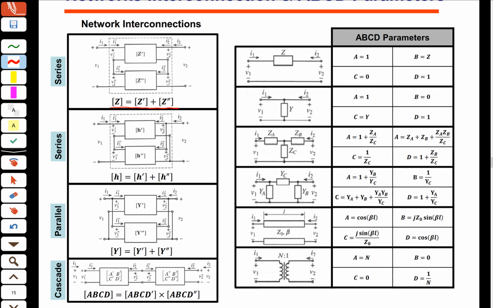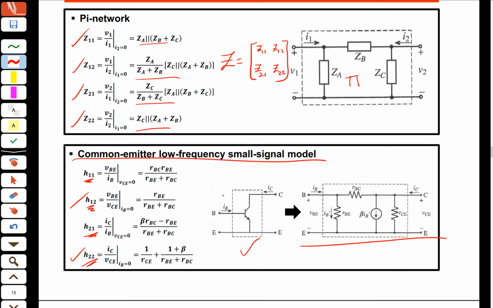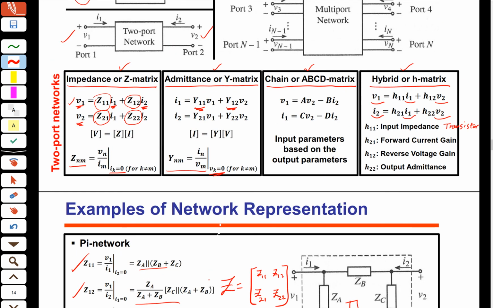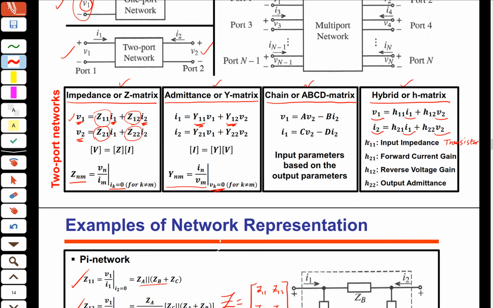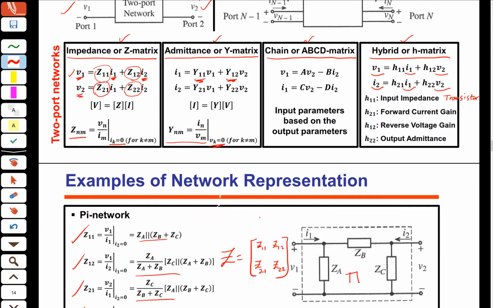H11 is a definition here. So we said that H11 is the relation between V1 and I1 if V2 is 0. I mean, if I short circuit the output, then what's the relation between the input voltage and current?